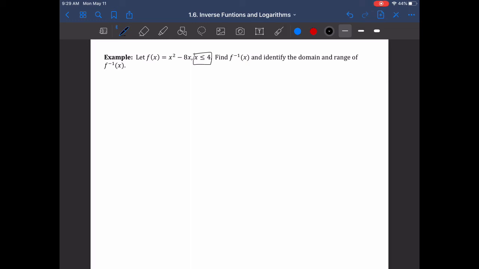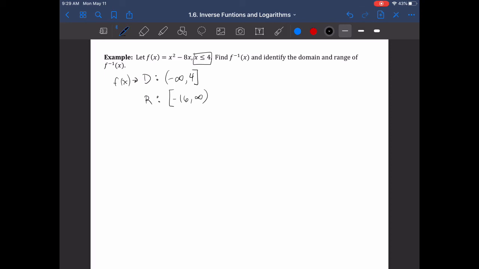So here, the domain for f of x is negative infinity all the way up to 4 inclusive. That comes from x having to be less than or equal to 4. And then the range of this function, we basically plug things in and see where it goes, is negative 16 to infinity. You should be able to figure out that is the range of this.